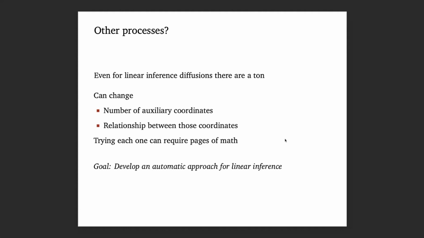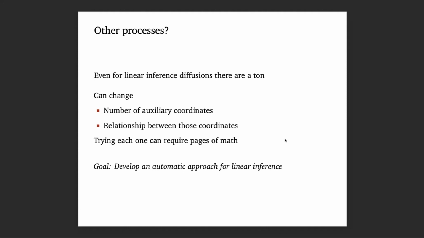And you're like, there are really a ton. You can change the number of auxiliary coordinates. You can change the relationship between those. But if you want to try out each one, you're just gonna have to redo those calculations. And I don't like doing manual calculations. The more that the computer can do, the happier that I am.